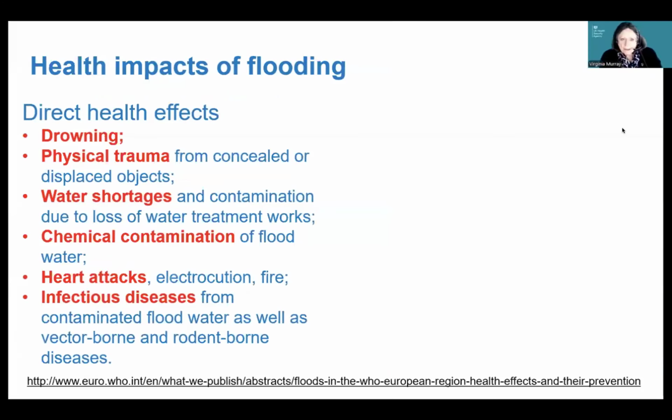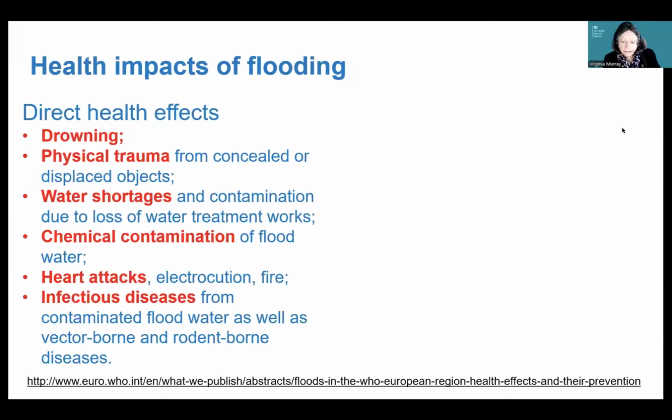So what are the health impacts of flooding? Well, we know the direct health impacts. If I ask you, you would pick up drowning. You would probably talk about physical trauma. You might not think about water shortages because that's actually a huge problem in flooding. And did you know we get chemical contamination of floodwater? And people who are in the midst of it can have heart attacks. They can be electrocuted. Thailand had a terrible problem with some floods in 2011, and they had people who were electrocuted and died. And it's happened again recently. And as you can see, you can get fire. But we also have infectious diseases from contaminated floodwater, which may be with vector-borne or even rodent-borne diseases.